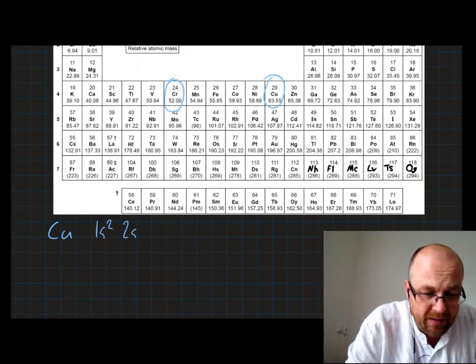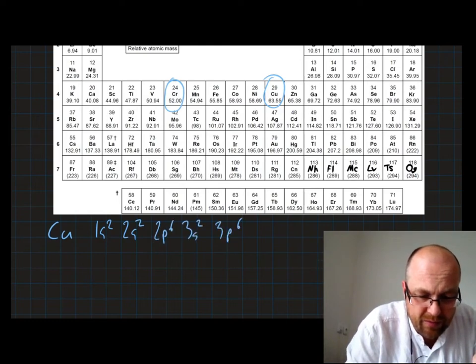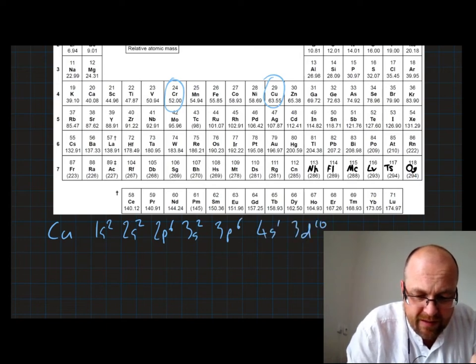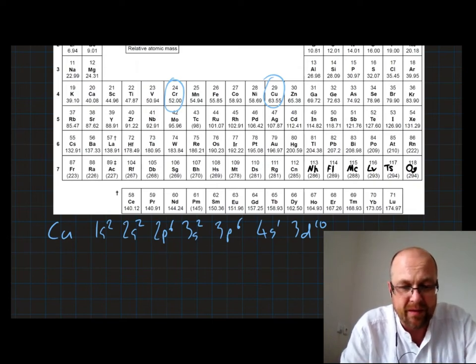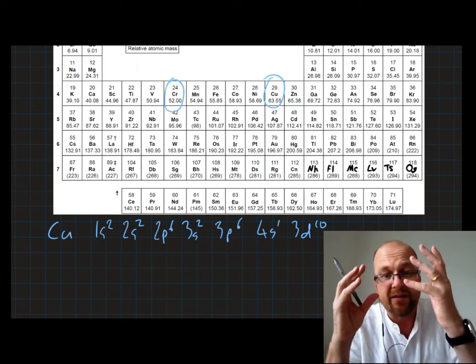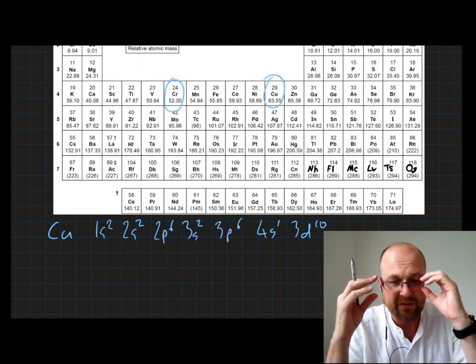So copper is 1s2, 2s2, 2p6, 3s2, 3p6, 4s1, 3d10. So it doesn't follow the pattern. You've got the 4s1 there, because the 3d10 is more stable than the 3d9. But that's beyond the scope of this question.